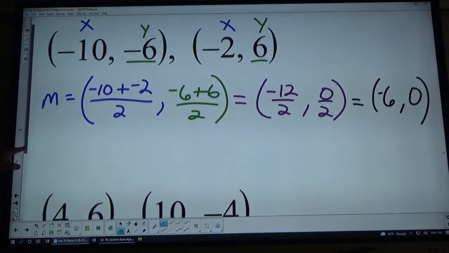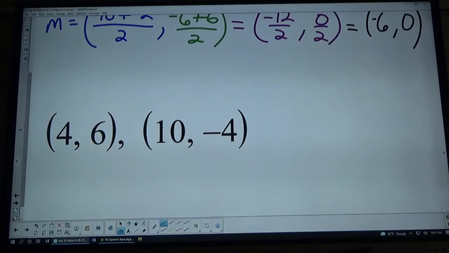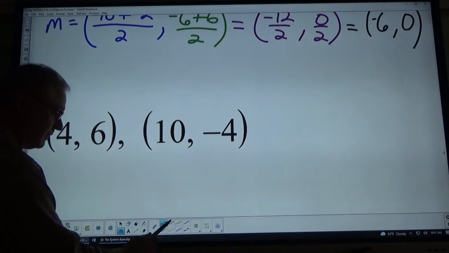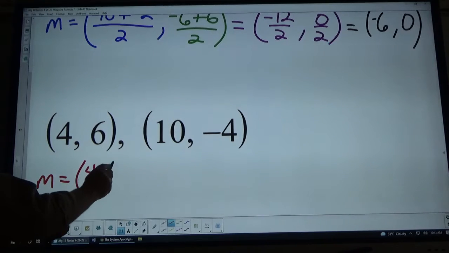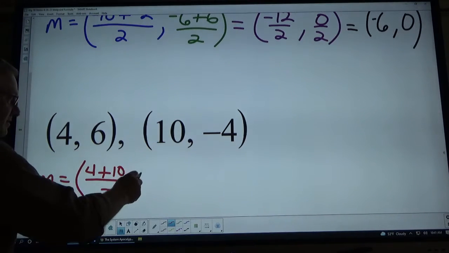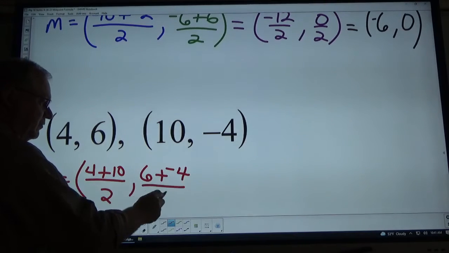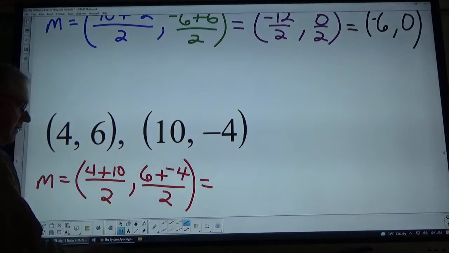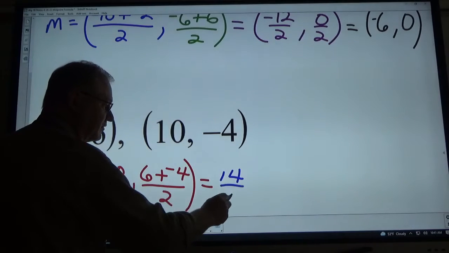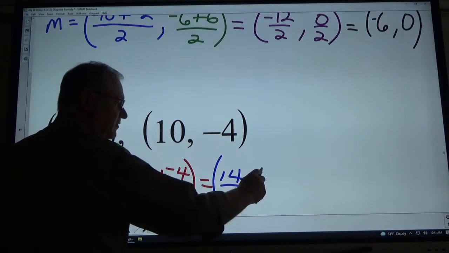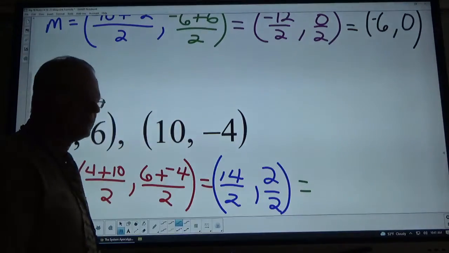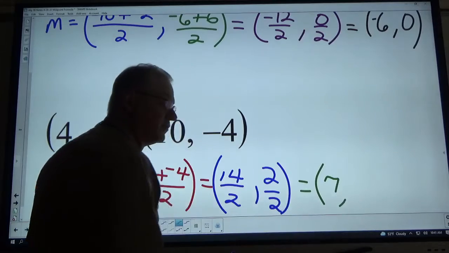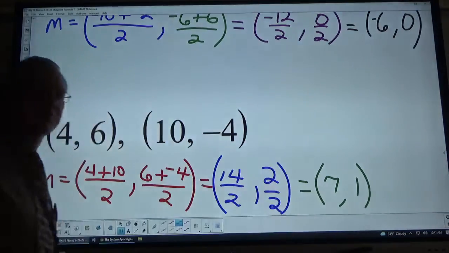All right, now that you've seen that, give this one a try and see how you do. Pause it and then unpause when you're ready to see the answer. All right, here we go. 4 plus 10 over 2, 6 and negative 4 added over 2. That's going to give me 14 over 2 and 2 over 2. Now we know that 14 divided by 2 is 7, and 2 divided by 2 is 1. And there's your answer, 7, 1.